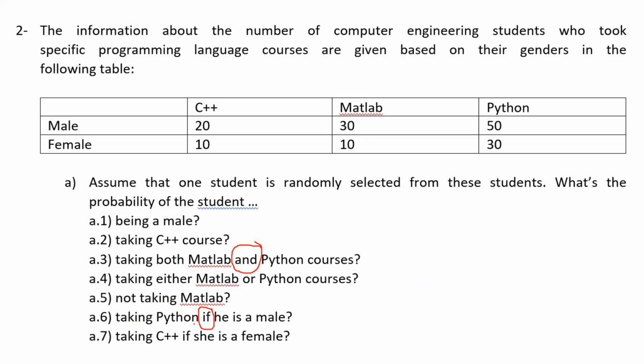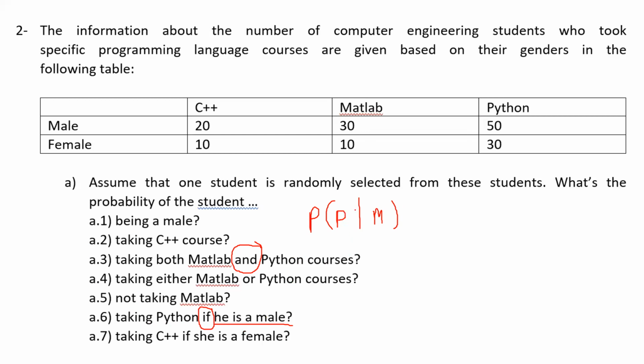But how to use that? Taking Python if he is a male. So I know that he's a male. This is a condition. So you write your condition in as the second component of the probability. So I know that that's a male. So what's the probability of taking Python?